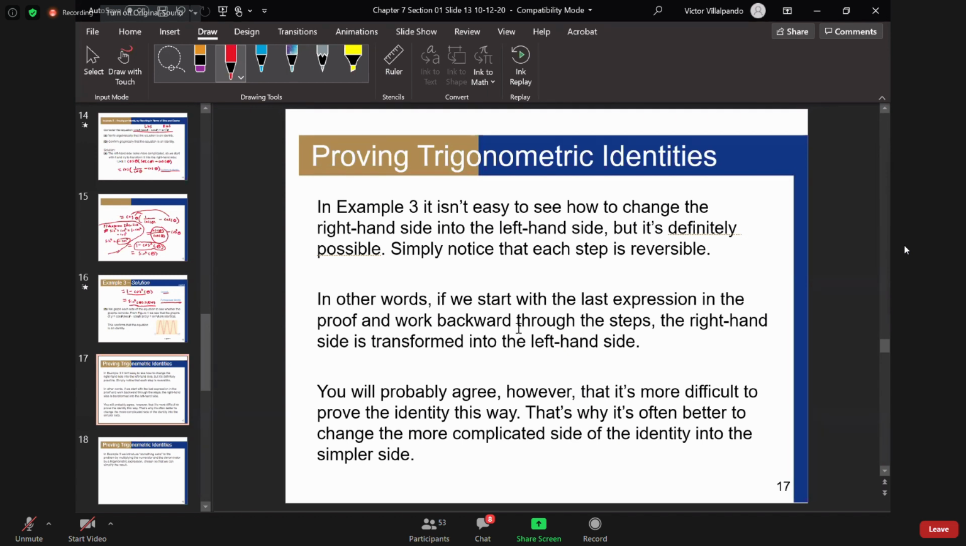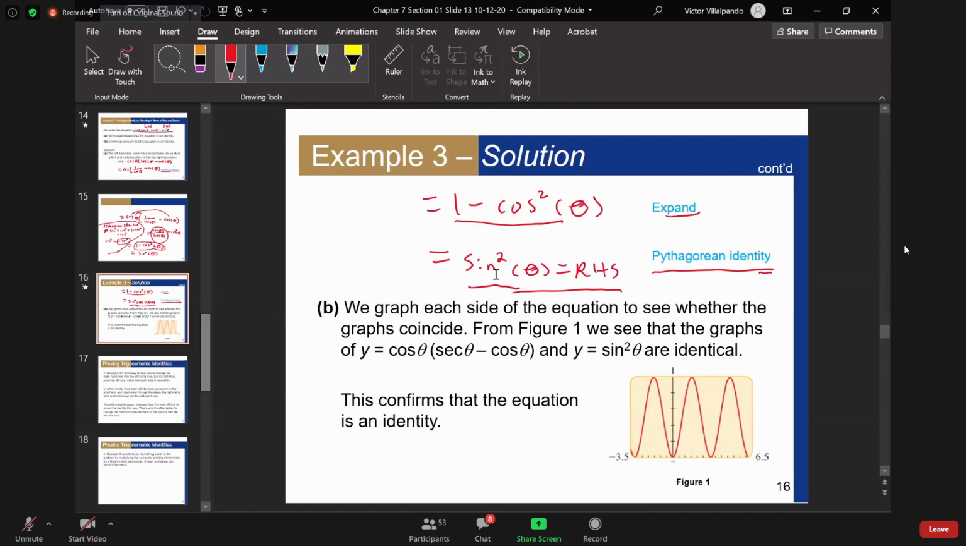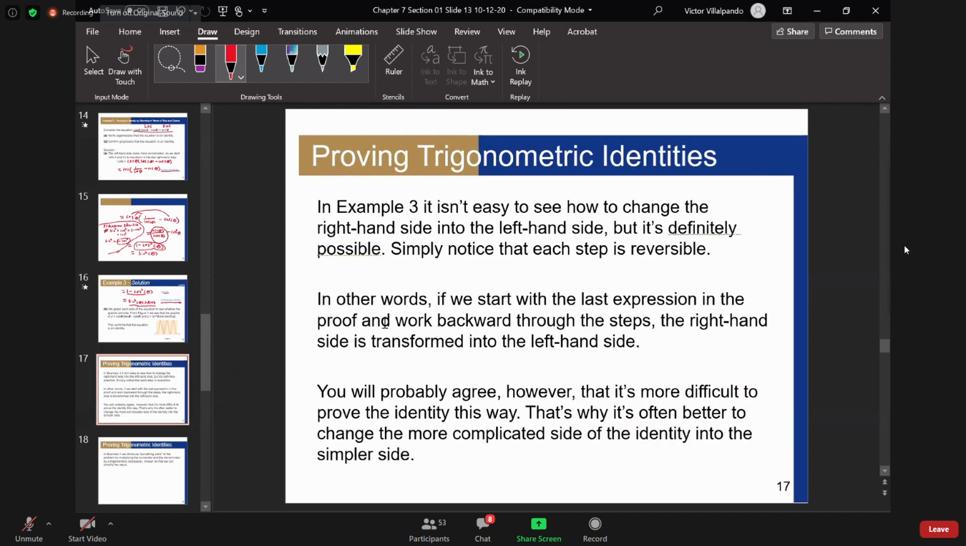So in other words, if we start with the last expression in the proof that we did, which is sine squared, and work backwards through the steps, the right hand side is easily transformed into the left hand side. So you can just simply go backwards and look at the steps we just did, just go in reverse. But it's a little bit harder that way.